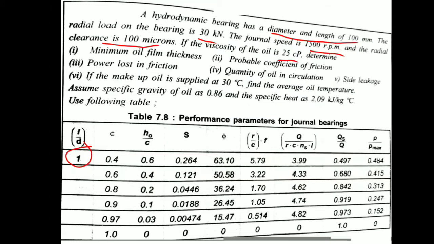I told you the conversion in the first numerical. Determine the minimum oil film thickness, the probable coefficient of friction F, power lost in friction PF, quantity of lubricating oil, that is Q, side leakage QS, and lastly, if makeup oil is supplied at 30 degrees, find the average temperature. Assume specific gravity 0.86 and specific heat. They will give this data. Now find out. So I'll go sequentially.